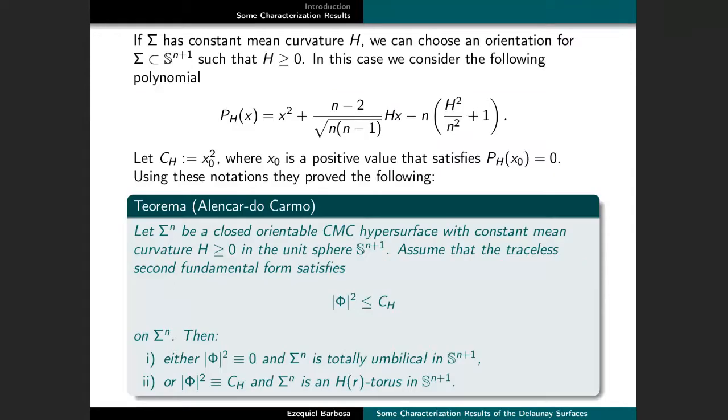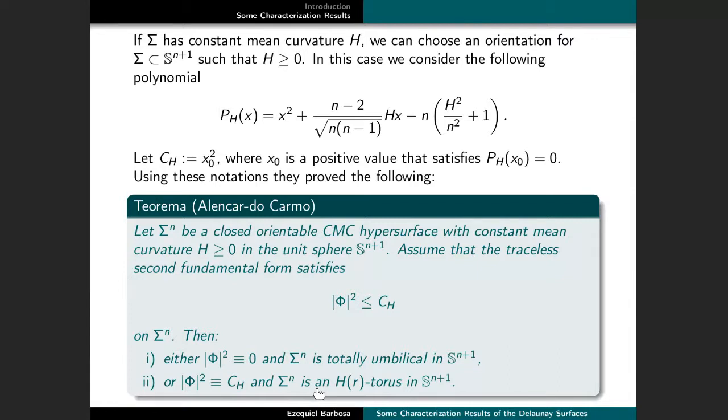For the CMC case, you can consider this polynomial function here involving the mean curvature of the surface, and the root of this polynomial function you can use to construct this kind of quadratic decay of curvature here. And the only surfaces satisfying these conditions are the totally umbilic hypersurfaces and the H(r) torus, a kind of Clifford torus for the CMC situation. This is what was proved in the sphere.